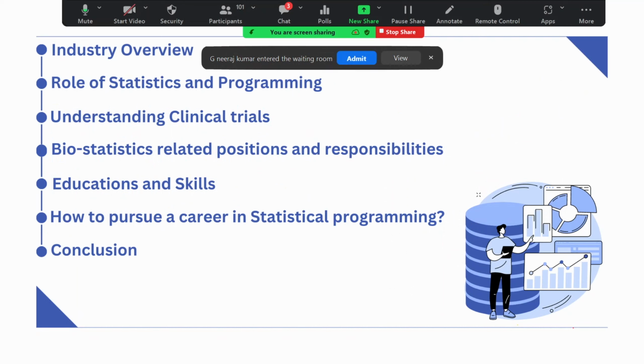In this presentation, I will give you an overview of the industry and discuss the role of statistics and programming in the field of clinical trials. I will provide an introduction to clinical trials and describe some of the related positions and their responsibilities. I will also highlight the necessary educational qualifications and skills. And finally, I'll share some ideas on how to pursue a career in statistical programming.